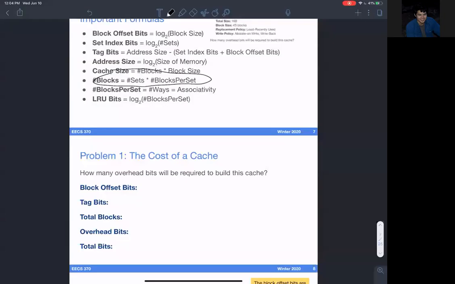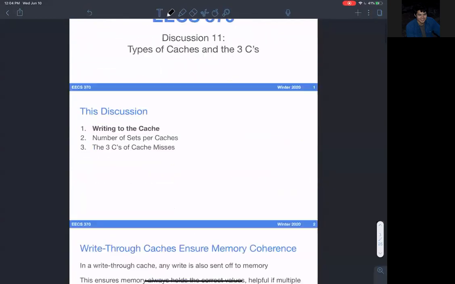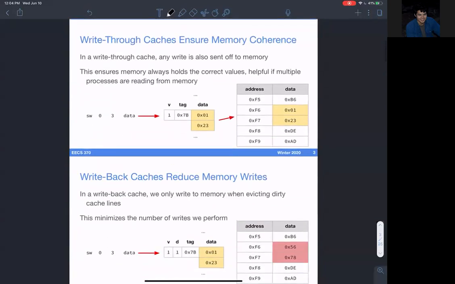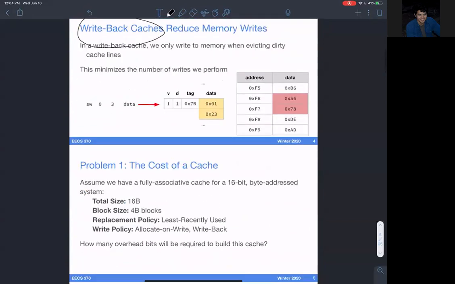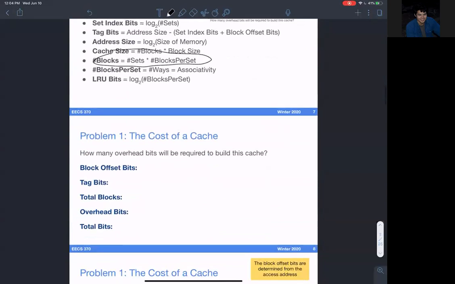All right, so for everyone who's watching the recording, what I went over very briefly was write through caches and write back caches. Essentially the difference between these two is that one of them, whenever you do a store word, always writes back to memory, while the other, a write back cache, only writes back to memory when the cache line is evicted from the cache. All right, so now that everyone's up to speed, we're going to go over this first problem.